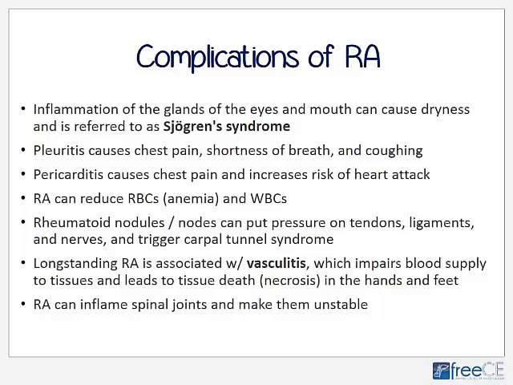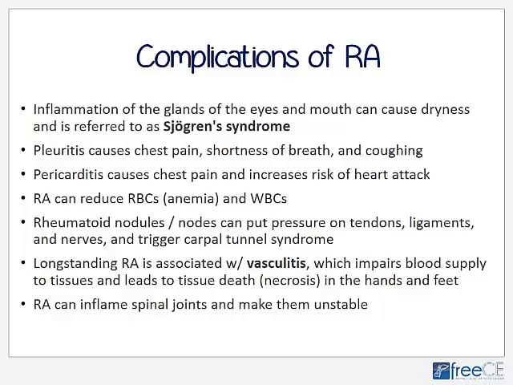Chronic long-standing RA is associated with vasculitis, or inflammation of blood vessels, and this impairs the blood flow to tissues and can lead to tissue death, or necrosis, particularly in the hands and the feet. And in this way, it can appear similar to the symptoms of severe chronic diabetes, but of course the cause is different. In diabetes, it's due to too much glucose in the bloodstream, affecting nerves and blood vessels. And in the case of RA, well, it's, quote-unquote, autoimmune and inflammatory products.